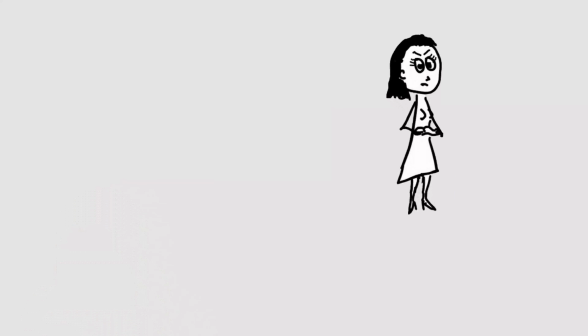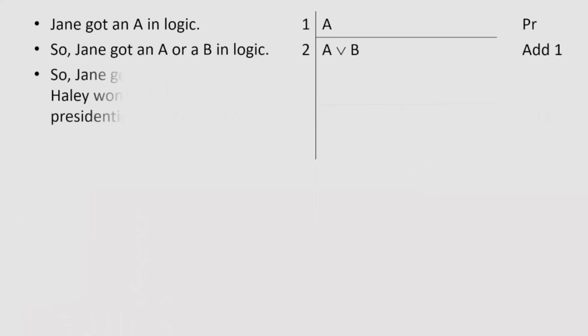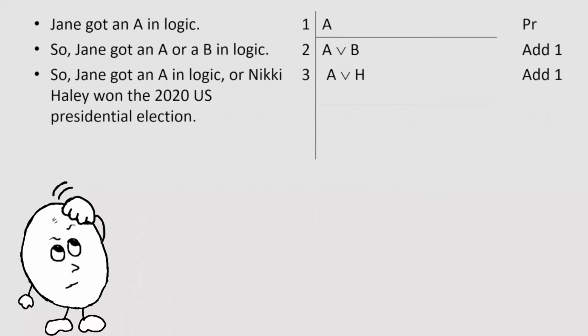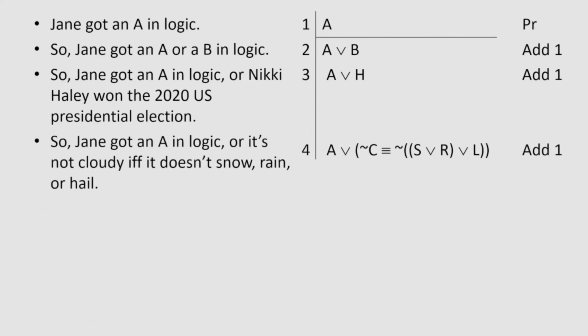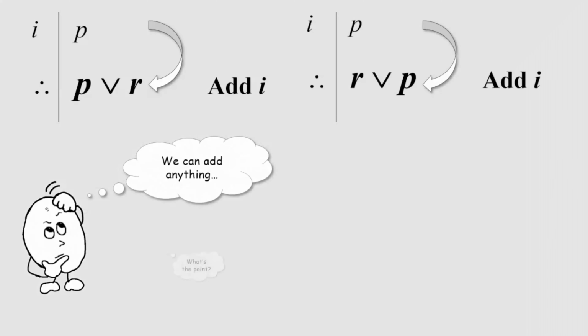Consider the following examples. A teacher says, Jane got an A in logic. Addition allows us to infer Jane got an A or a B in logic. But why would we do that? We might as well infer that Jane got an A in logic or Nikki Haley won the 2020 US presidential election. But why would we make such an inference? And we can go on. We can add even more complex propositions. Jane got an A in logic, or it's not cloudy if and only if it doesn't snow, rain, or hail. All right, but what's the point?